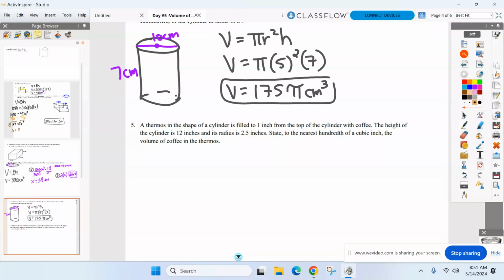All right, so we had a thermos, the shape of a cylinder, of course. Looks like we're going to fill that bad boy up with some coffee. But here's the thing, we're not going to fill it all the way up with coffee. We're going to fill it 1 inch from the top with coffee.